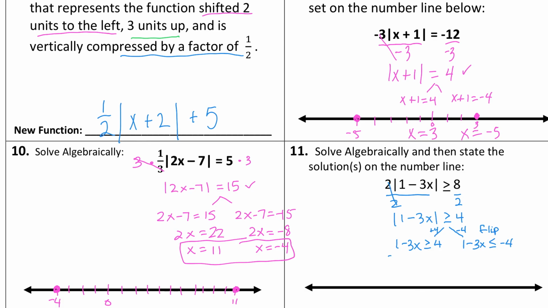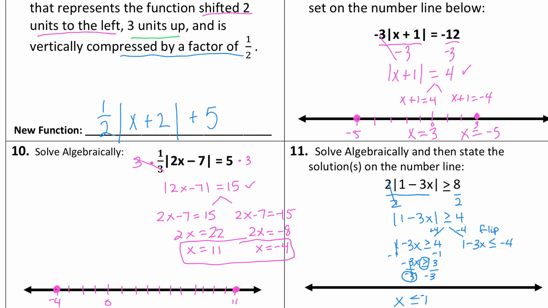Here I'm going to subtract 1. Negative 3x is greater than or equal to 3. Now because I'm dividing by a negative, I do need to flip it again. So it would be x is less than or equal to negative 1. So when you divide by a negative, you have to flip that inequality.